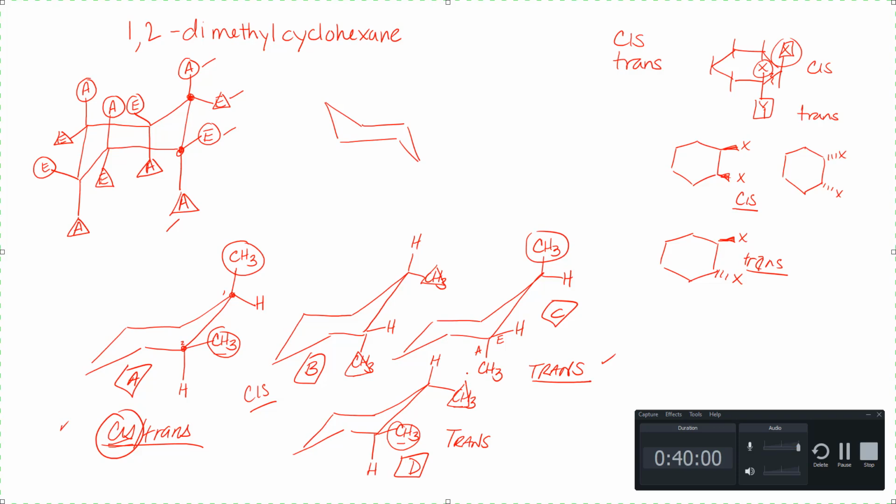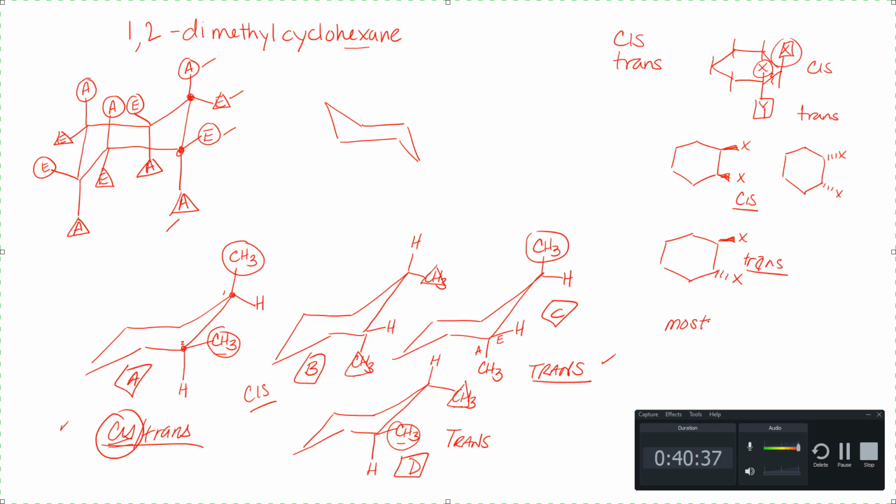Well, if I give you this as a problem, I would say write the 4 chair conformations of 1,2-dimethyl cyclohexane, identify each as cis or trans, and then rank them in energy from number 1 to number 4. All right, so can we rank these 4 chair conformations in terms of what is the most stable and what is the least stable? So let's start with that.